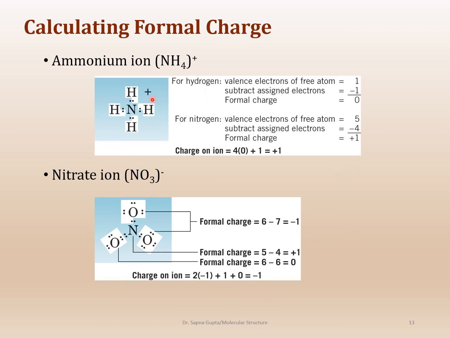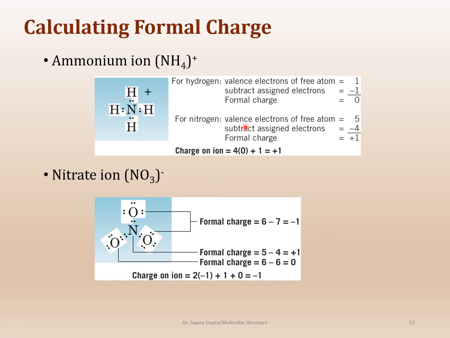For hydrogen, for example, the valence electrons are 1, and how many electrons are assigned to it is 1, because that's the one it's sharing. I just count the number of bonds instead of taking the number of electrons it's sharing and dividing it by 2. I just count the number of bonds it has. So hydrogen has 1, and I subtract that, so 1 minus 1, that's 0.